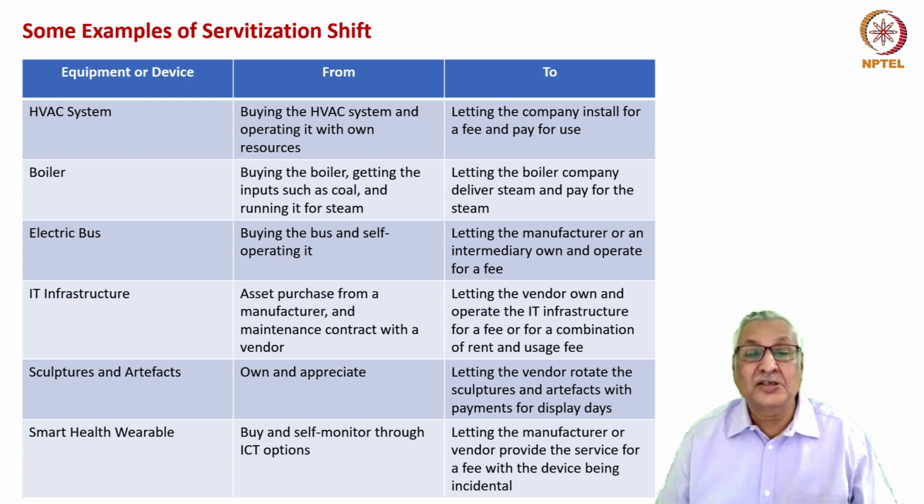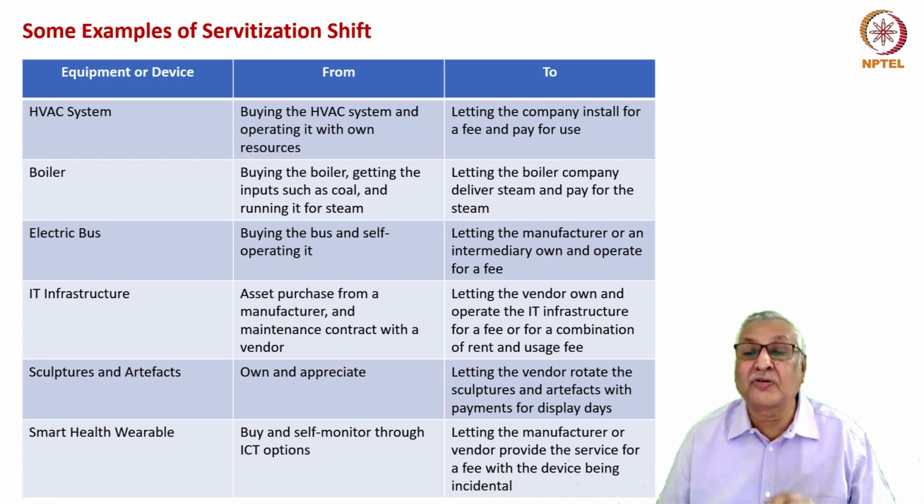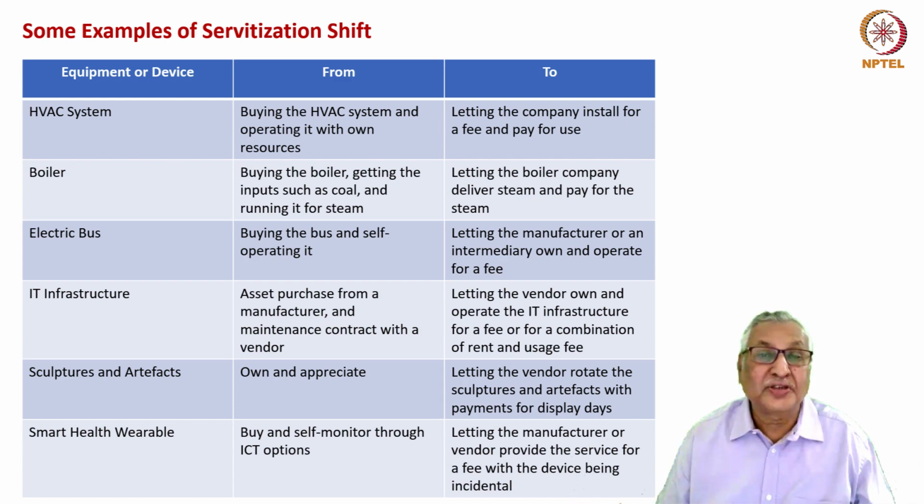Boiler is incidental to your requirement for steam, and therefore in the servitization model you pay the manufacturer for the steam that is generated and used, and not for the boiler which you pay otherwise. Let's take the example of electric bus. Typically, the transport corporation buys the bus and self-operates it. But today the model is to let the manufacturer or an intermediary own and operate for a fee.